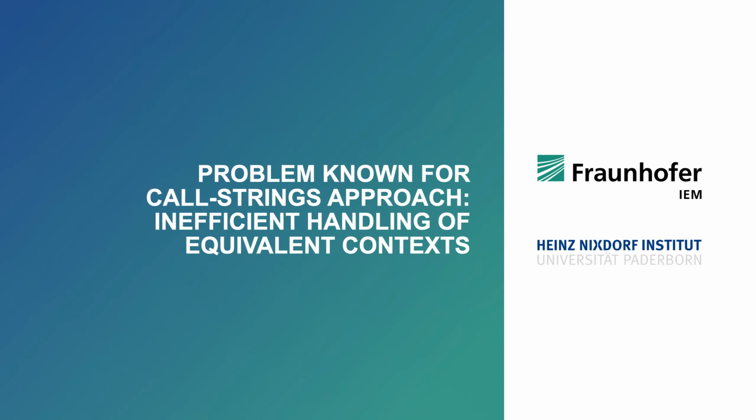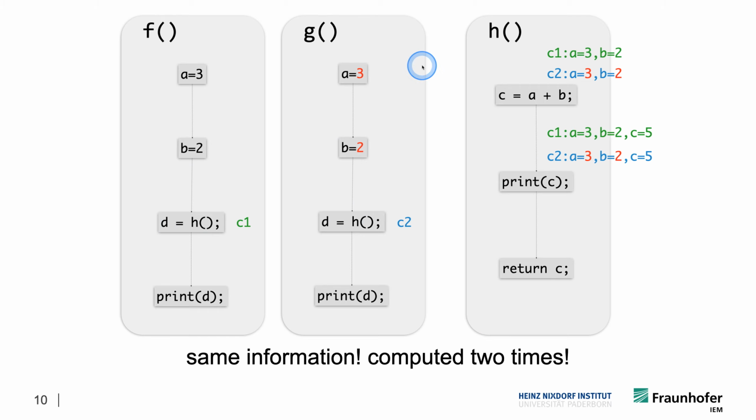But the problem that we know from the call strings approach is that it is inefficient at handling equivalent contexts. And to illustrate that, let's again take a look at a slight variant of this example here. So here I've modified G so that it actually computes the same values as F. Okay, so now A is not 2 but 3 and B is 2 and not 3.